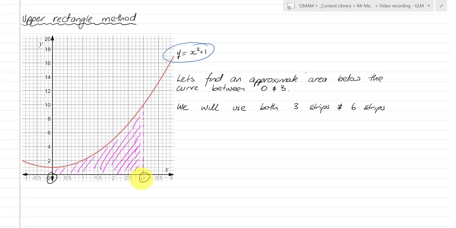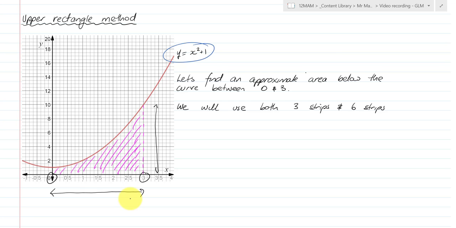Firstly, it's really important to think, well, I know that the area has a width of 3, and it's got a height up to 10, but obviously it's not 10, so this whole rectangle here would be 30. But actually it's a lot smaller than that, probably half or less, so we're expecting an area of maybe 10 to 15. It's always good to have an expectation.